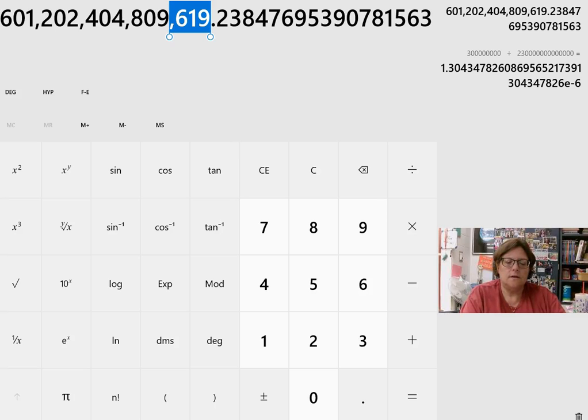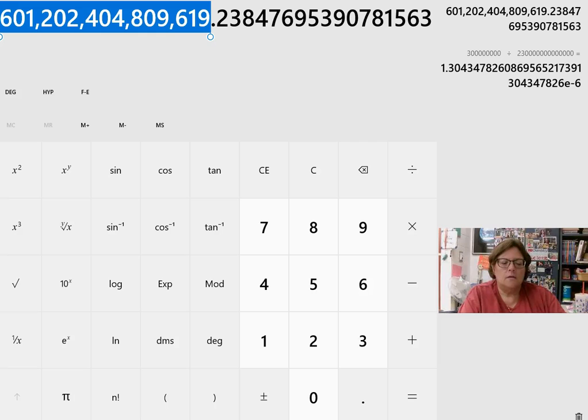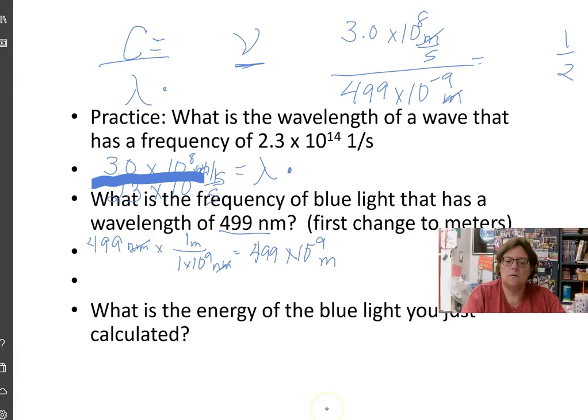I don't know if you can see here. Here's our number. 1,000 million billion trillion. 601 trillion waves per second. If we write that in scientific notation, 1, 2, 3, 4, 5, 6, 7, 8, 9, 10, 11, 12, 13, 14, it would be 6 times 10 to the 14th. Not meters per second, just per second, waves per second. All right, we haven't talked about energy yet, so we'll skip that one.